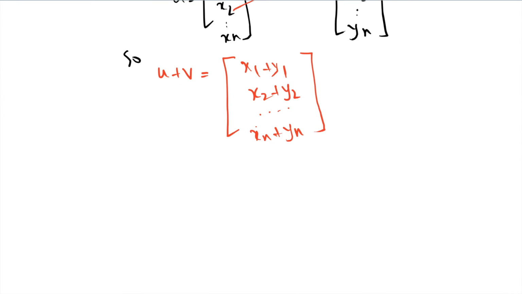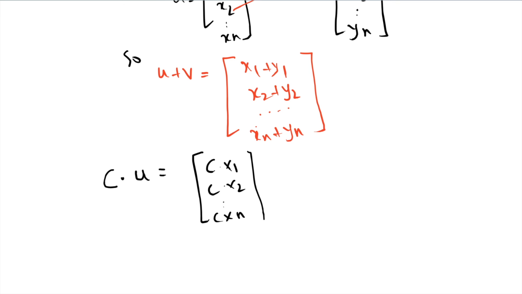Scalar multiplication also works in a very similar fashion as is the case for a two-dimensional vector. Let's say C is a scalar. Then C times vector u will be C times x1, C times x2, dot dot dot, and C times xn. Basically we are multiplying every element of the vector u by the scalar C.